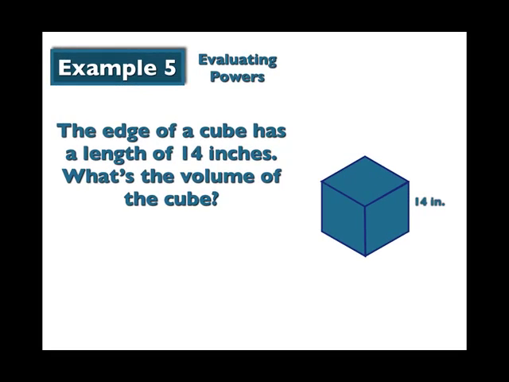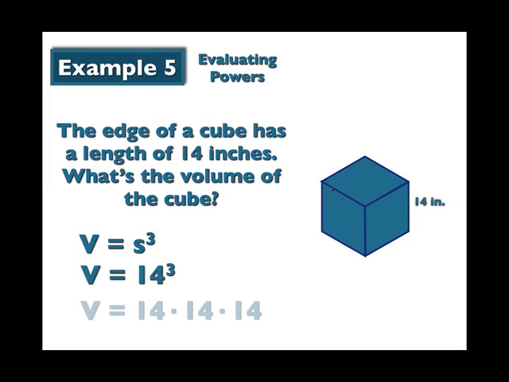So here's our problems. We have a cube that has an edge length, that means the length of each of these sides, of 14 inches. We want to find the volume of the cube. Now, since it's made up of squares, we know that all of the edges are the same. So every one of these blue lines is going to have a value of 14 inches. And we also know that the formula is volume equals side times side times side, which is 14 to the third power, or 14 times 14 times 14.